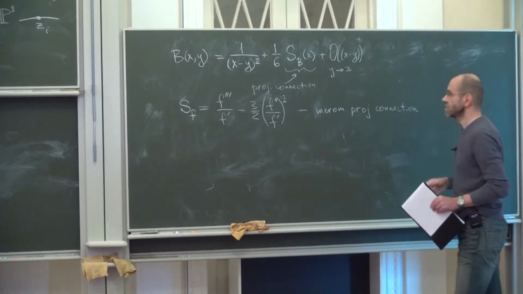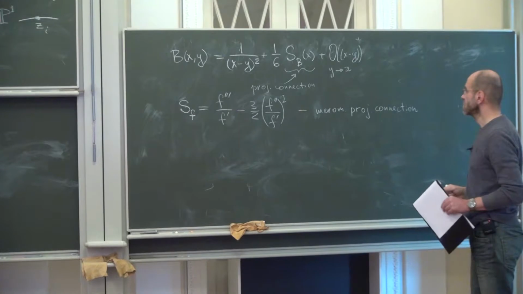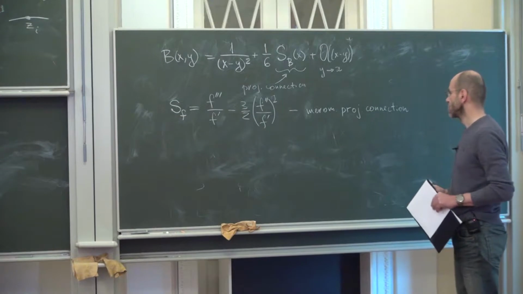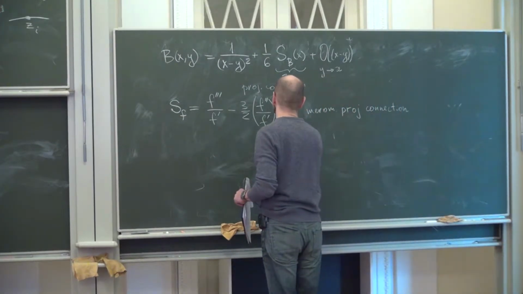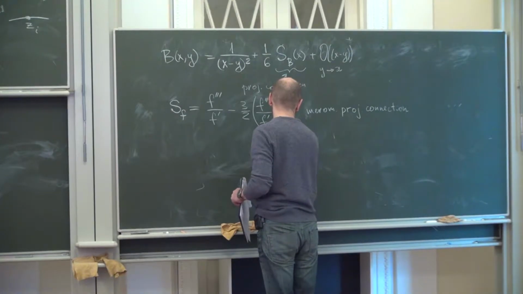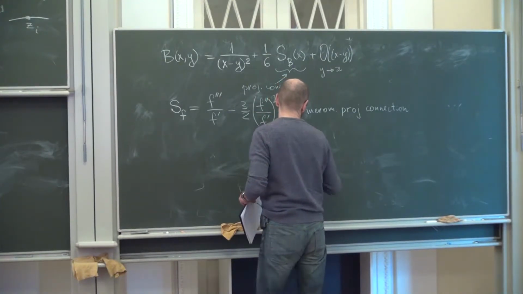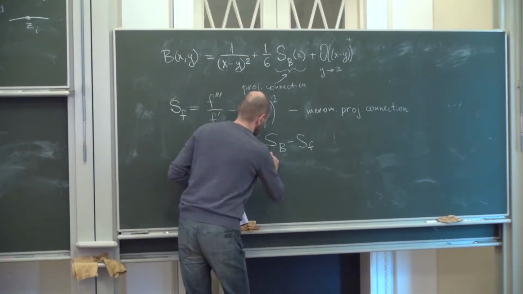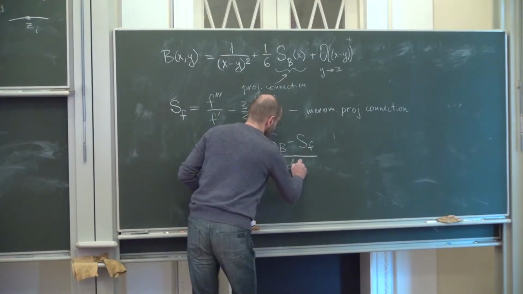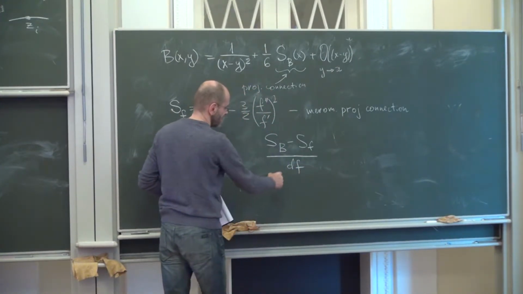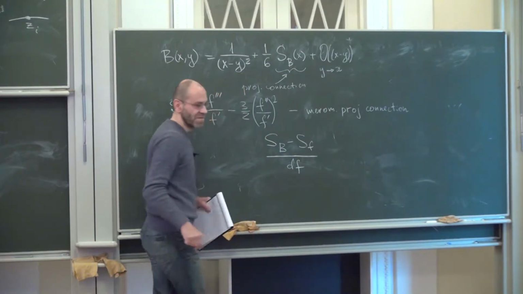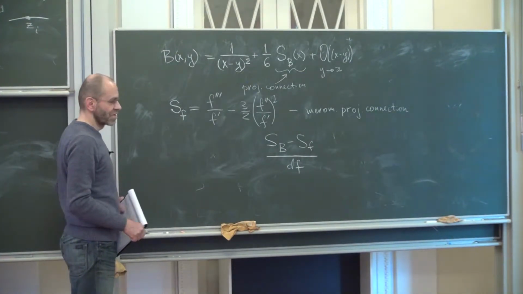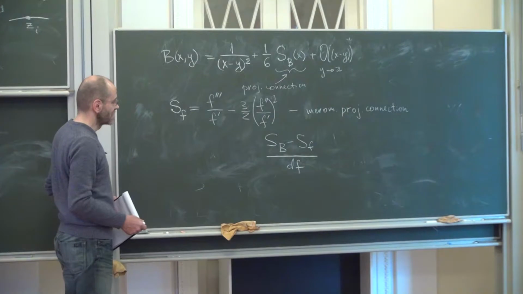So when we have two projective connections, we can take the difference between them, and then we get just a quadratic differential. So let's subtract SF from SB. As I said, this is a meromorphic quadratic differential. Let's divide it by df. That's a meromorphic abelian differential. So the ratio is a meromorphic 1-differential, or abelian differential.